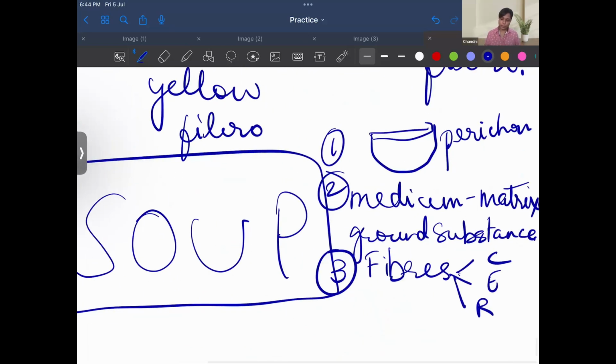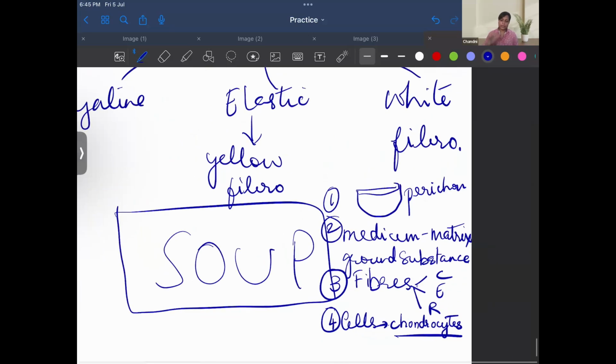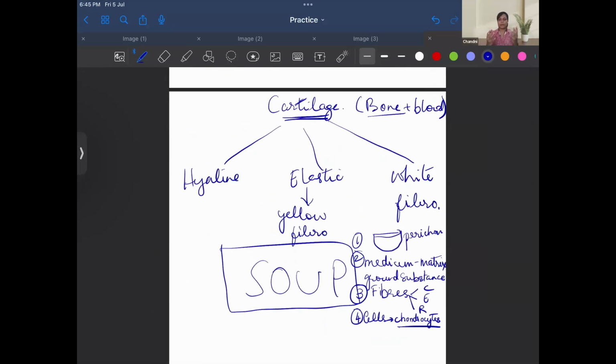Soya chunks. I think that's also protein. Okay. That means number 4 is proteins or cells. Now, because it is cartilage, and I told you, right, chondro is the word that you use to depict cartilage, which means if it is a cartilaginous cell, they are called chondrocytes, right?